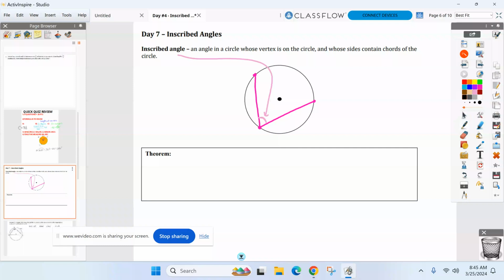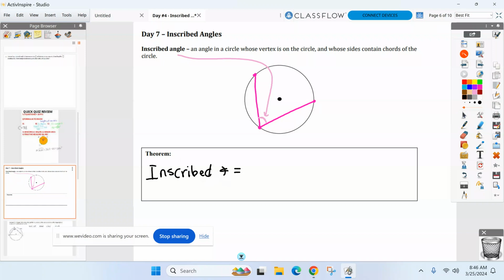Next, how do you find the measure of it? Because it's not like a central angle. If that's 60, that's 60? No, it doesn't work that way. That's for central angles only. How does an inscribed angle work? Here we go. First theorem of today, an inscribed angle.